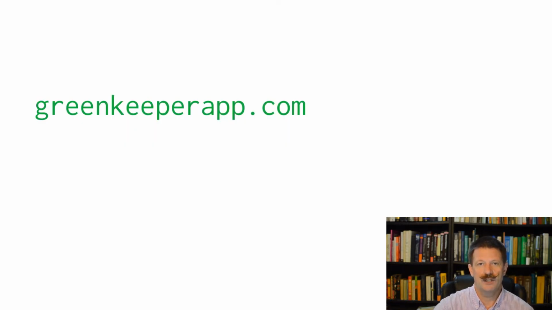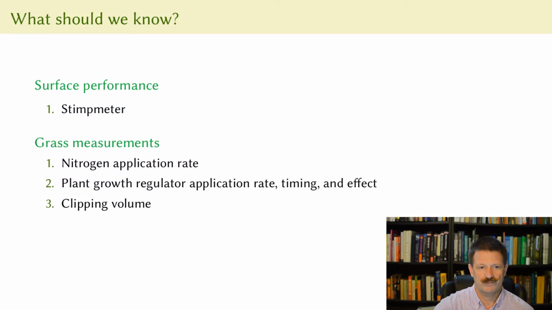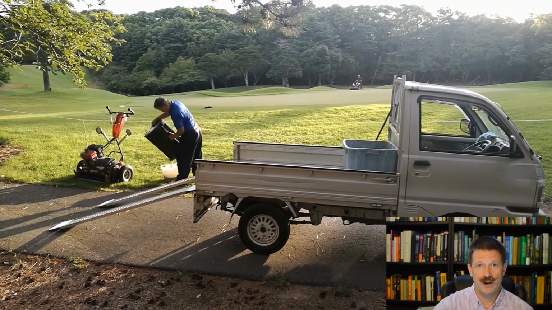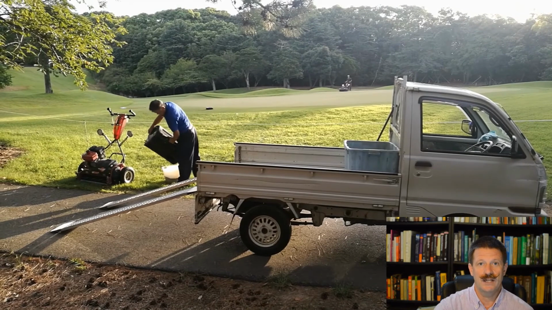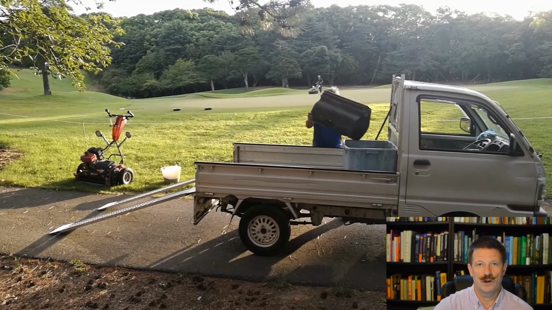I recommend using the Greenkeeper app for that, and that is free to use, or you can use a premium version, but this is something that's going to be really useful in helping you to achieve consistent growth regulation. Additionally, I think you can measure the results of that with clipping volume. I think it's really useful to measure how much the grass is growing, measure the growth rate, and you can do that by looking at the volume of clippings mowed off.